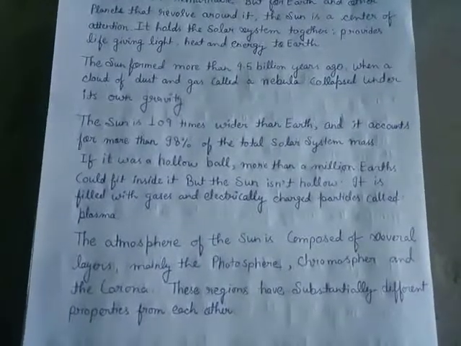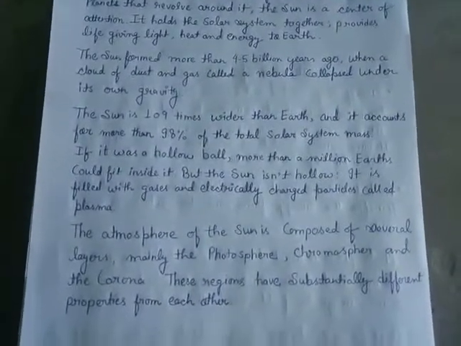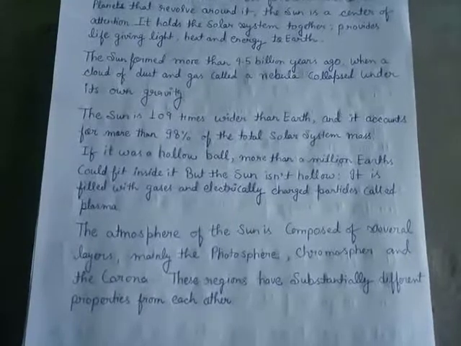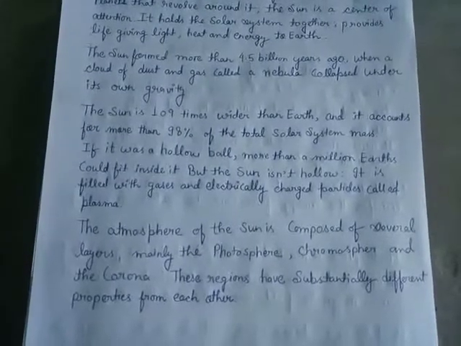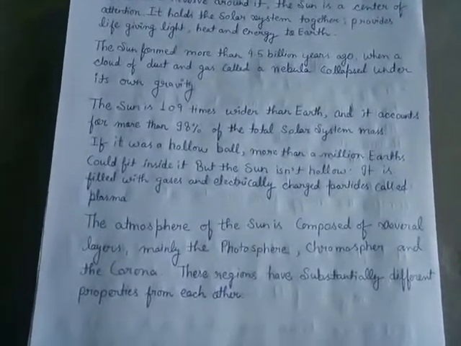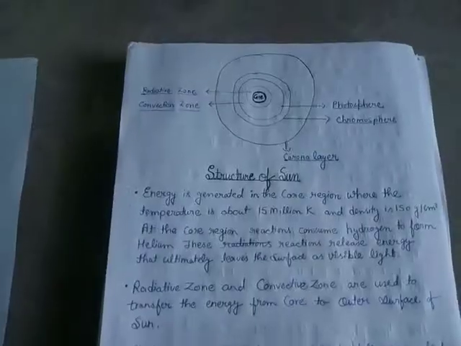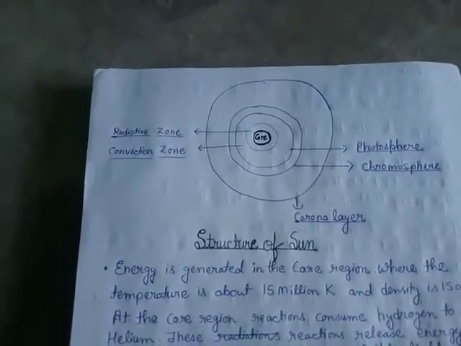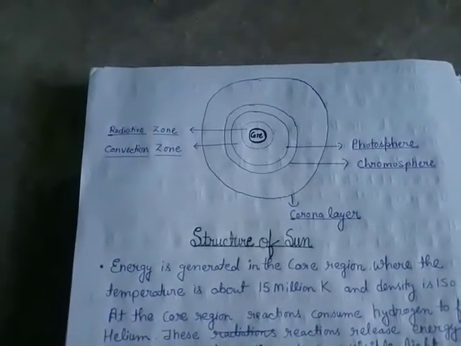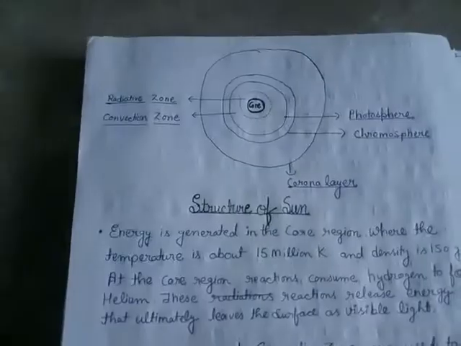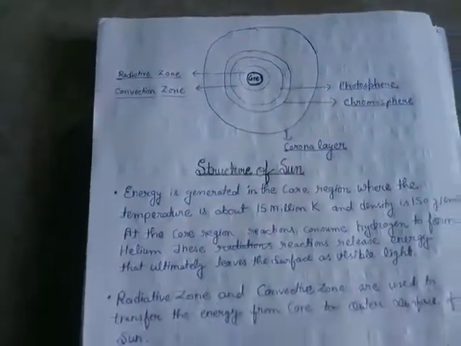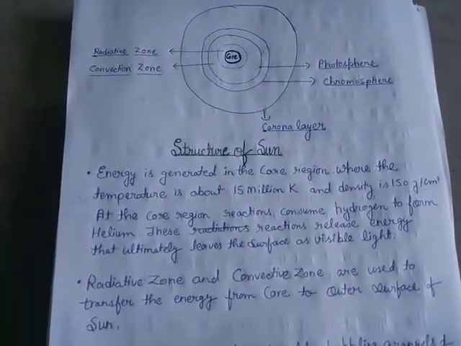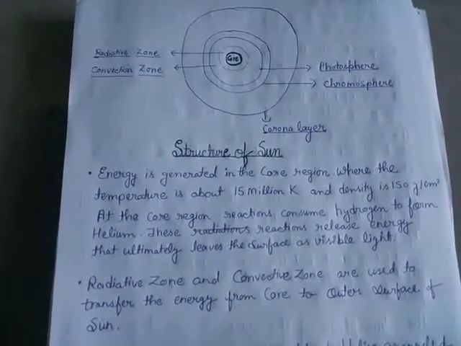The atmosphere of Sun is composed of several layers, mainly the photosphere, chromosphere, and the corona. These regions have substantially different properties from each other. So here you can see the structure of Sun. There is a core, followed by a radiative zone, convection zone, photosphere, chromosphere, and the last is the corona layer.